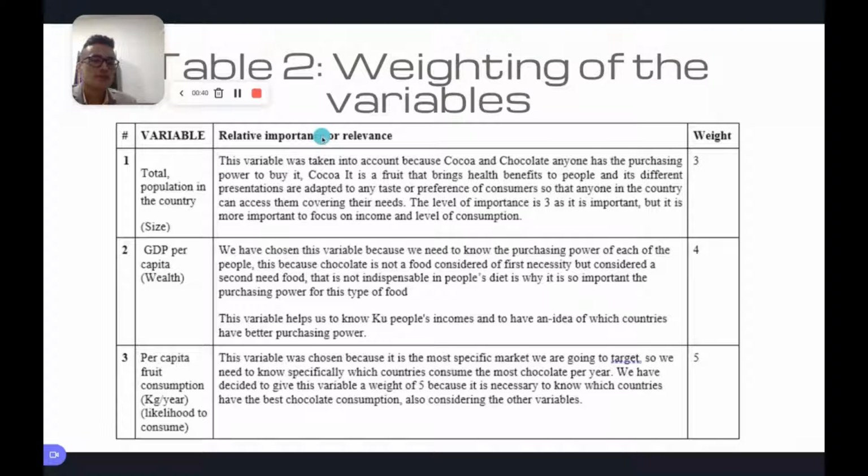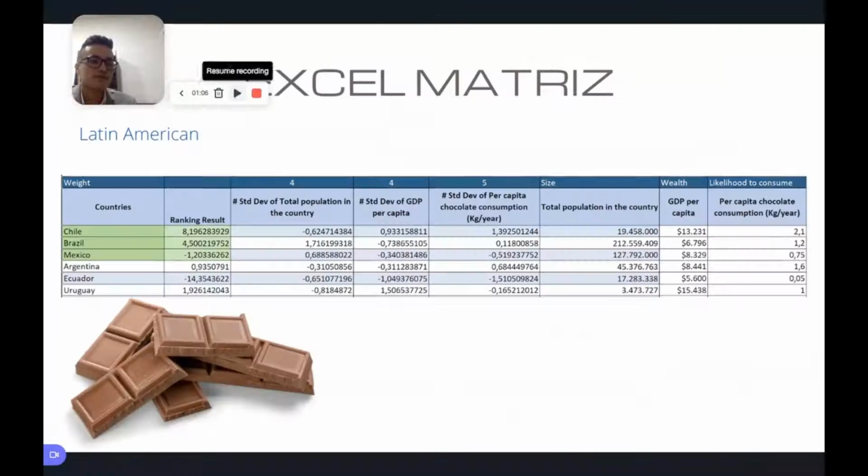The second is the GDP per capita. For us it is really important to know the purchasing power of each customer in each country, because chocolate is a second food necessity, not a first. So for that reason they will have to have some money. And the third is the per capita chocolate consumption. It is really important for us because we want to know the willingness to buy our product. So for that reason we give five.